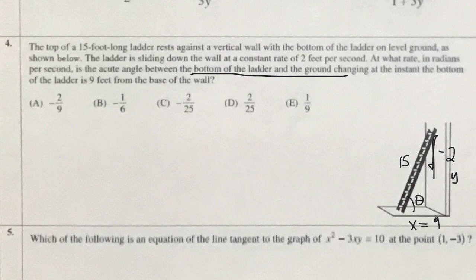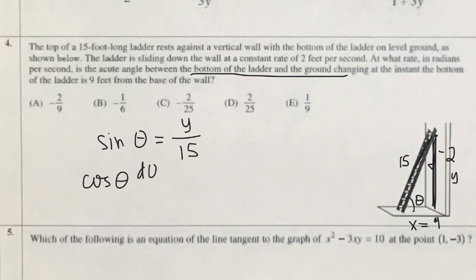The opposite side of our angle is changing. So if the opposite side is changing and we have the hypotenuse, we're going to have a sine as our trig relationship here. So we have a sine equation to begin with because you know the hypotenuse and y, the opposite side, has the rate of change. So when we differentiate this with respect to time, the derivative of sine is cosine, d theta dt equals 1 over 15 dy dt.